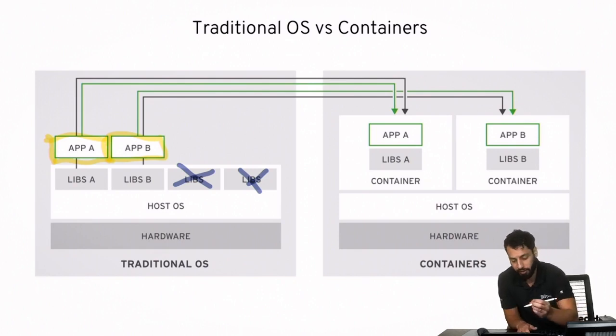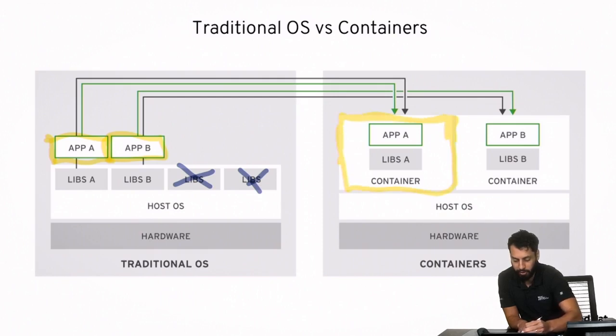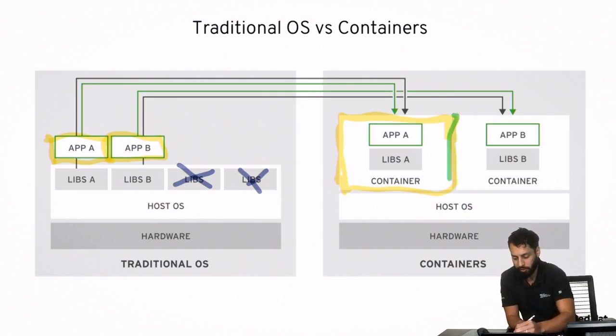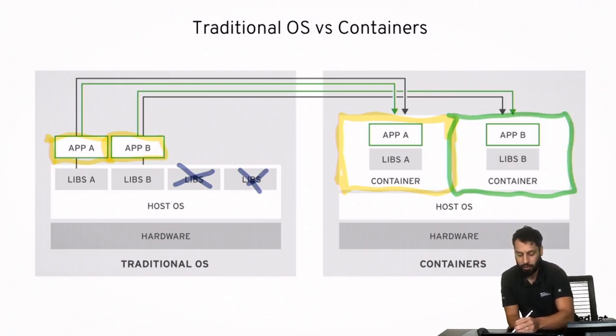Now contrast that with a container architecture. A container architecture says, okay, let's change this whole paradigm, and we're just going to bundle all of the libraries that app A needs, and we're going to put it into its own isolated environment. And then we're going to do the exact same thing for app B. So yeah, maybe there's library A and library B. I mean, maybe there's some overlap there. Maybe we're doing a little bit of duplication.